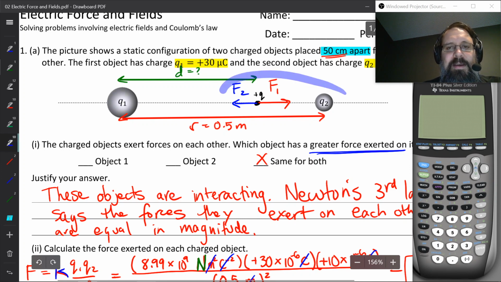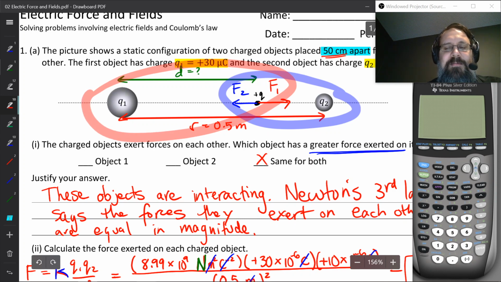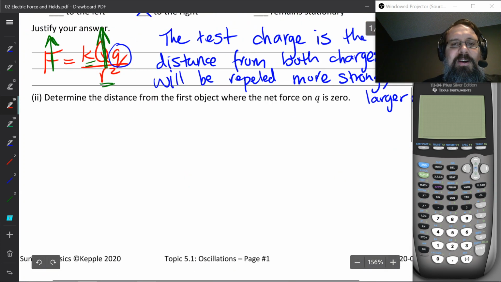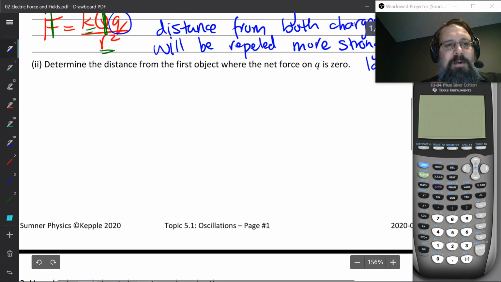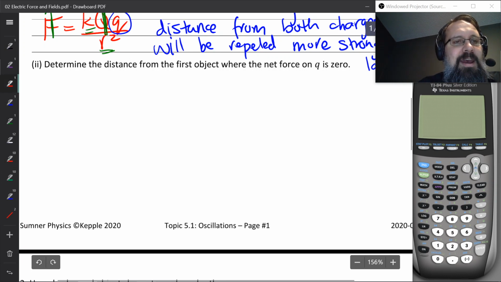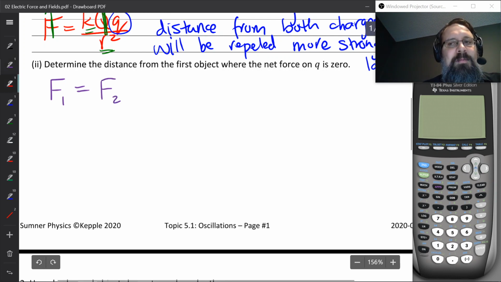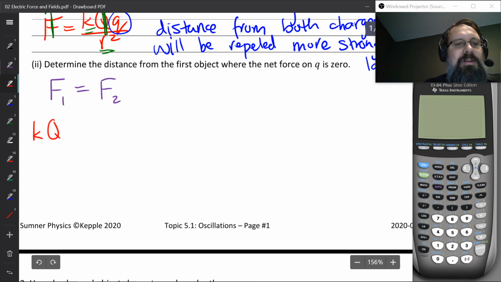Okay, so first of all, this is F2, and this interaction is F1. The first thing that gets confusing is that it's the little charge interacting with the two other charges. So let's start drawing out the equation. To solve this problem, we want to know when F1 equals F2. Now we're going to substitute in Coulomb's law. We're going to say k, actually I'm not going to use big Q, I'm going to use little q. So Q1 times little q.